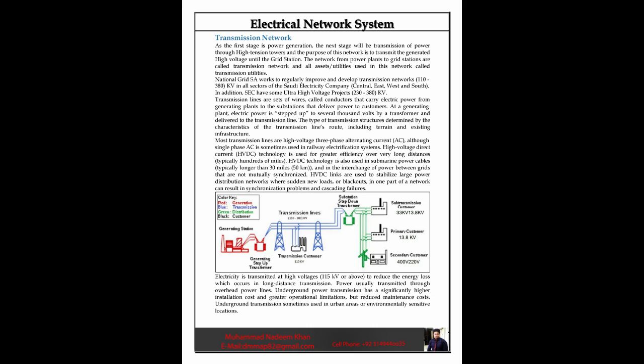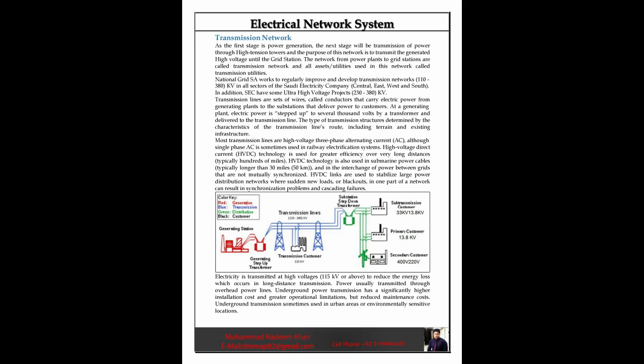110 to 380 kV in all sectors of the Saudi Electricity Company: Central, East, West and South. In addition, SEC has some ultra-high voltage projects, 230 to 380 kV. Transmission lines are sets of wires, called conductors, that carry electric power from generating plants to the substations that deliver power to customers.